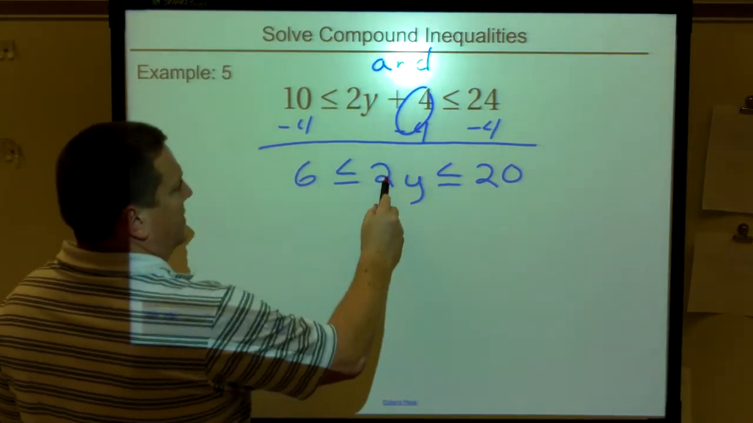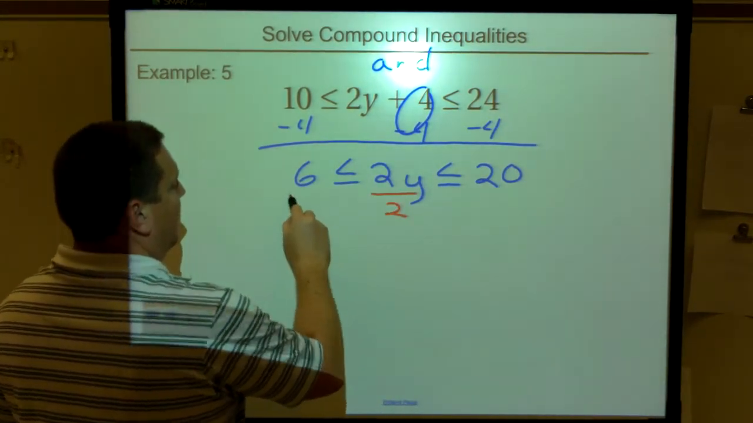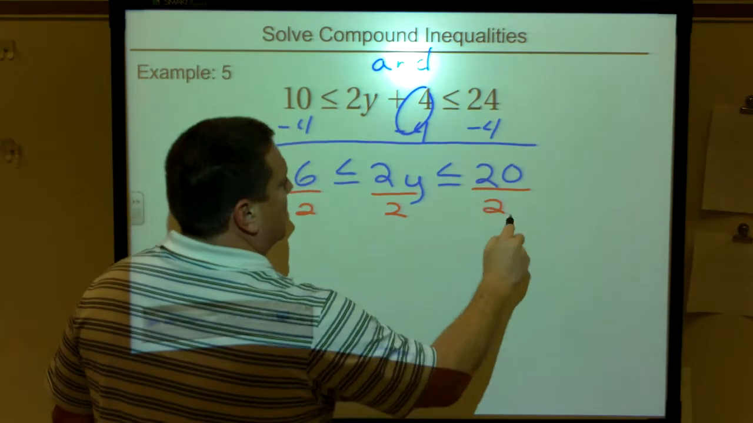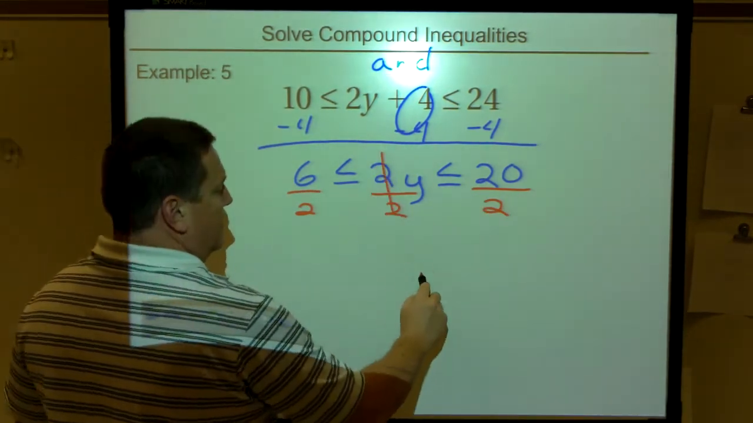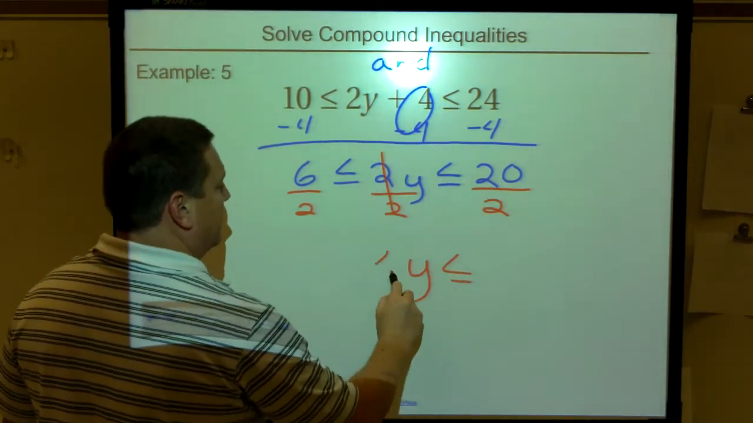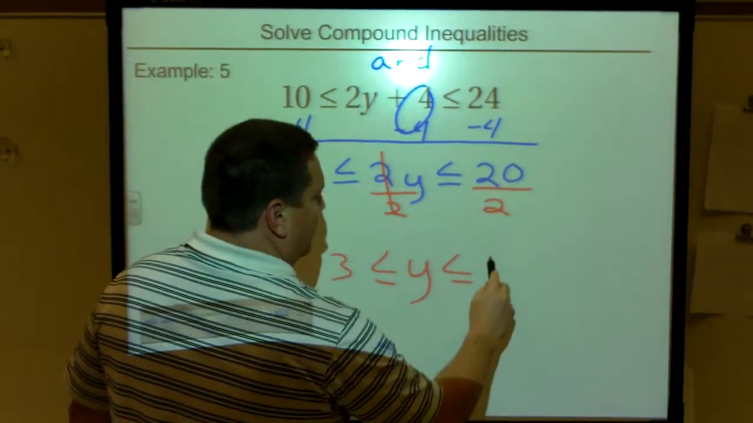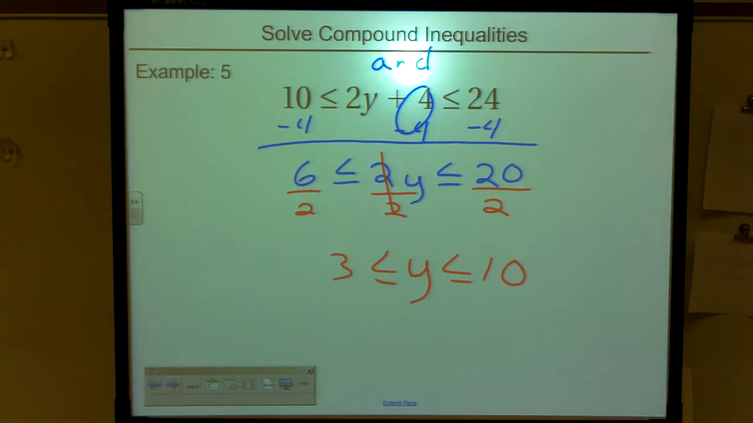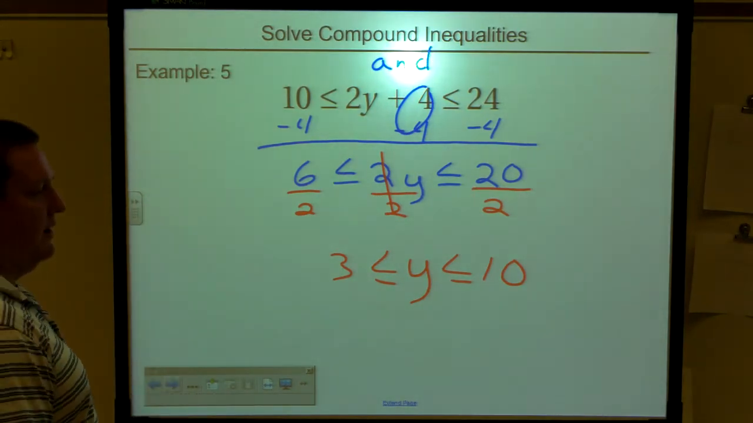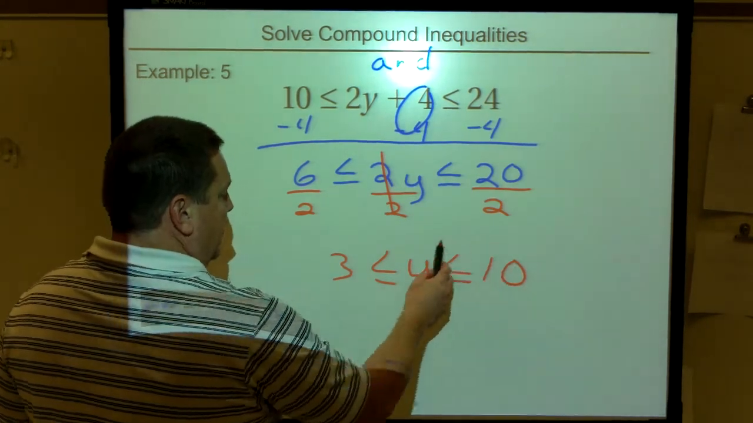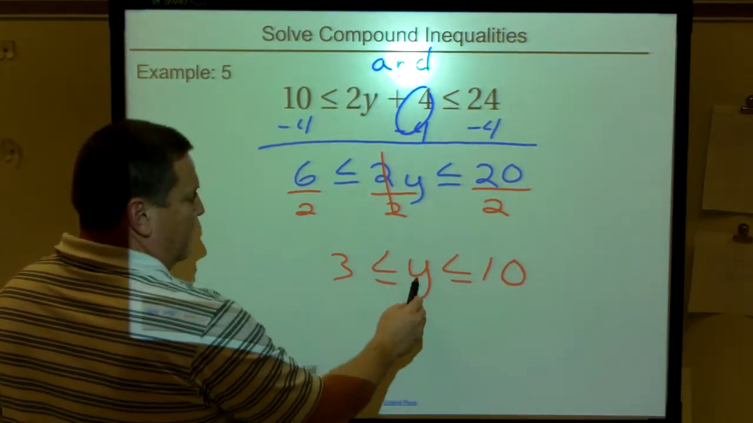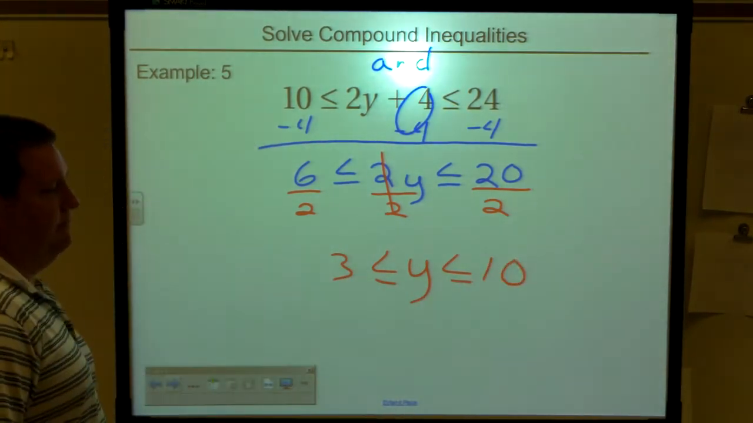And now to isolate the y, we're going to divide by 2, but I have to divide by 2 on both sides, so that gives me a 1 in the middle, 1y, less than or equal to, greater than or equal to. 6 divided by 2 is 3, 20 divided by 2 is 10. And that's how you solve using an and. We could, of course, graph this if we want. Closed circle at 10, closed circle at 3, and since y is between, a line connecting them.